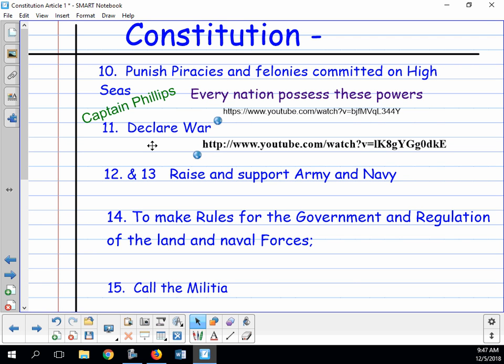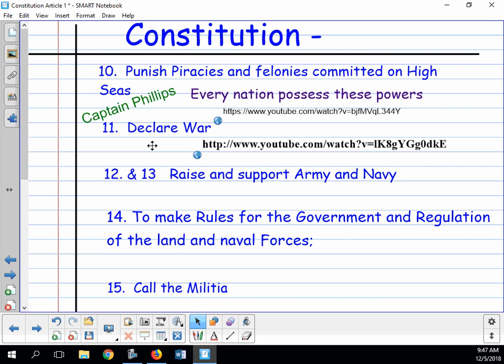Okay. 12 and 13, I combined because they basically say the same thing. It's raise and support for Army and for Navy. In other words, they can raise an Army, they can raise a Navy, and then they have to support it. They provide money for the military.